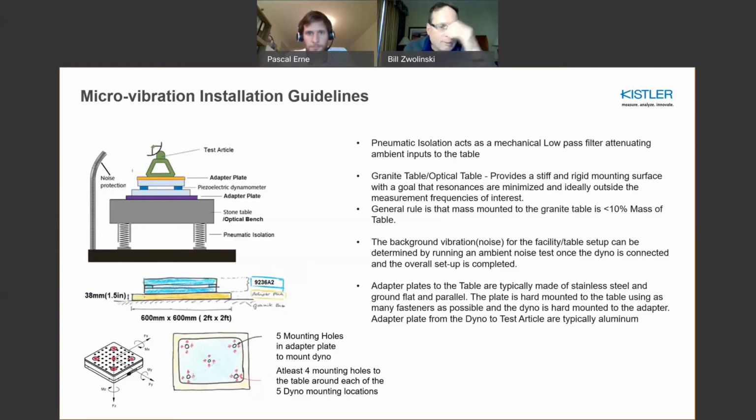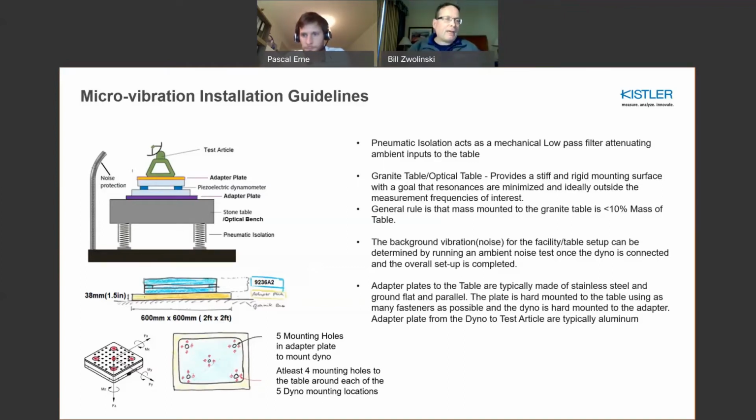So that would be the main goal. For granite tables, there are some general rules, like the 10% rule, that says all the fixturing on top of the table should be less than 10% of the mass of the granite table itself to get the best resonant characteristics of the table. Obviously, optical benches are a different type of system.